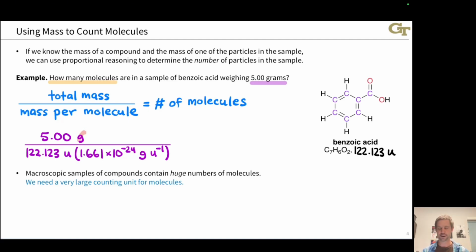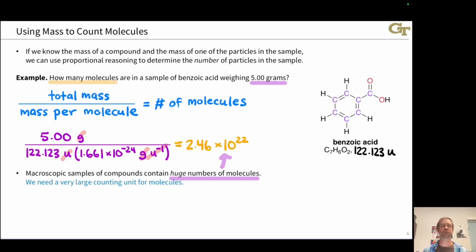One thing I will point out is that grams divide out with grams here, and atomic mass units divide out as well, so that all we're left with is a count of the number of molecules in the sample, and this turns out to be absolutely huge, 2.46 times 10 to the 22nd power, literally unfathomably big. Macroscopic samples of compounds contain huge numbers of molecules.